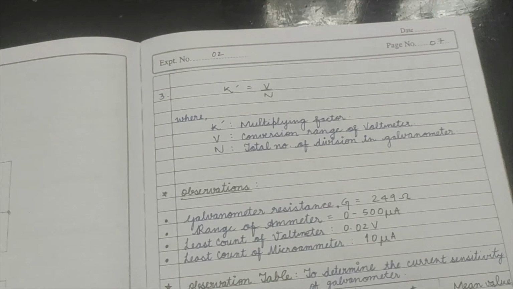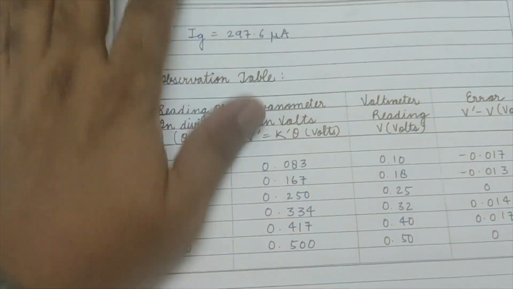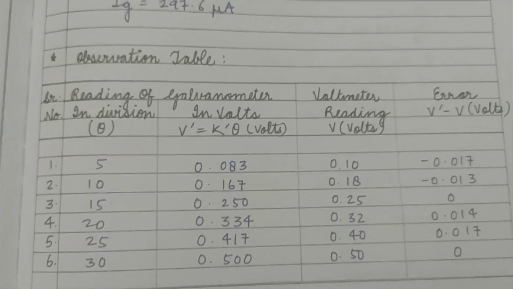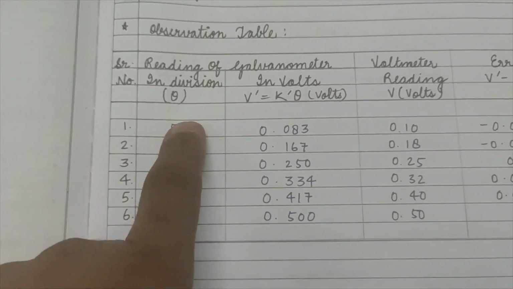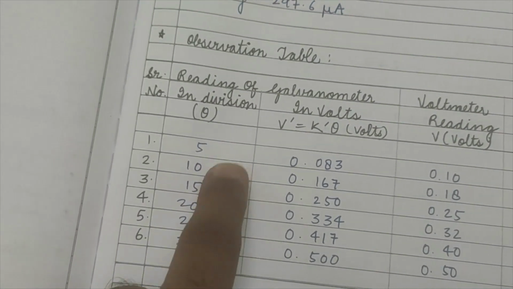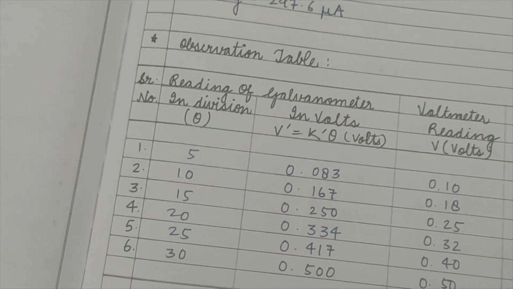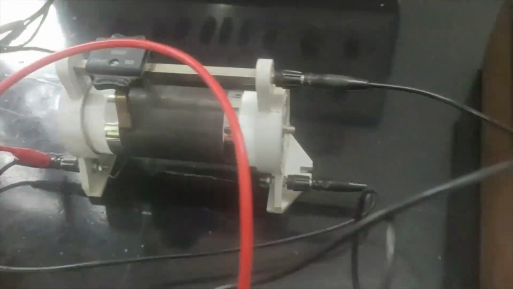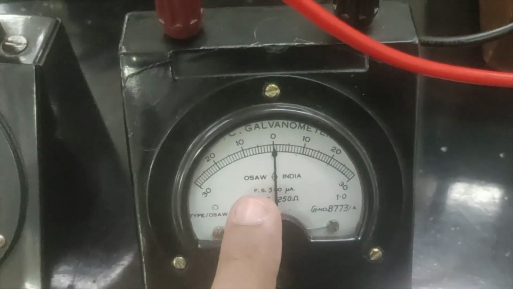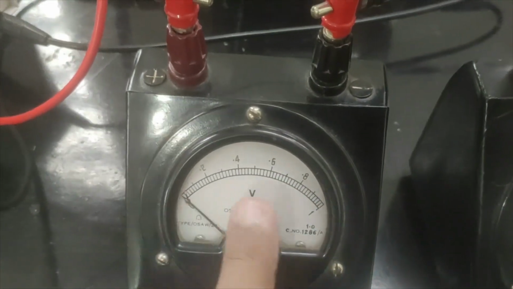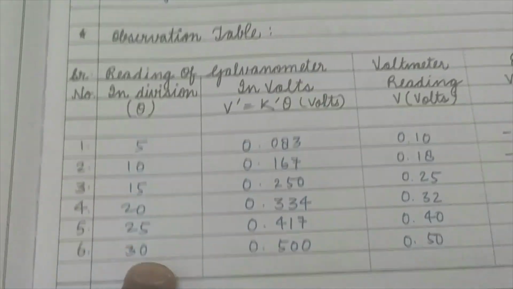So we already have the table of observations containing the galvanometer reading in divisions. Similarly, we will do 5, 10, 20, 30. We will do the same as we did: adjust the galvanometer reading to 5, 10, and then note down the corresponding voltmeter reading. Using the rheostat, we adjust the galvanometer to 5, 10, 15, 20, and note down the corresponding voltmeter reading, which you can see written here.